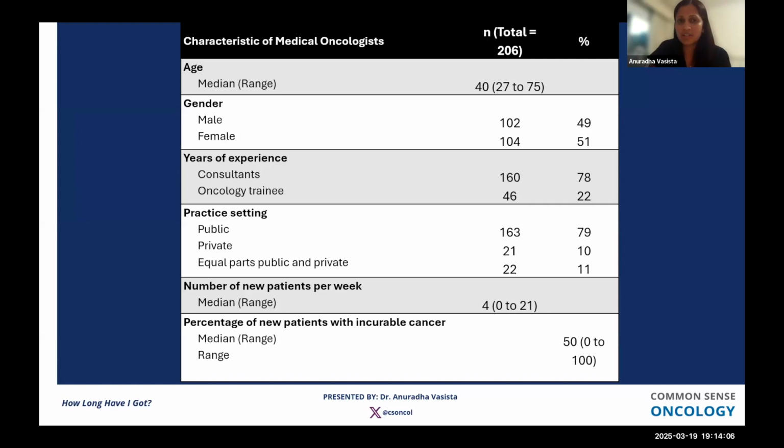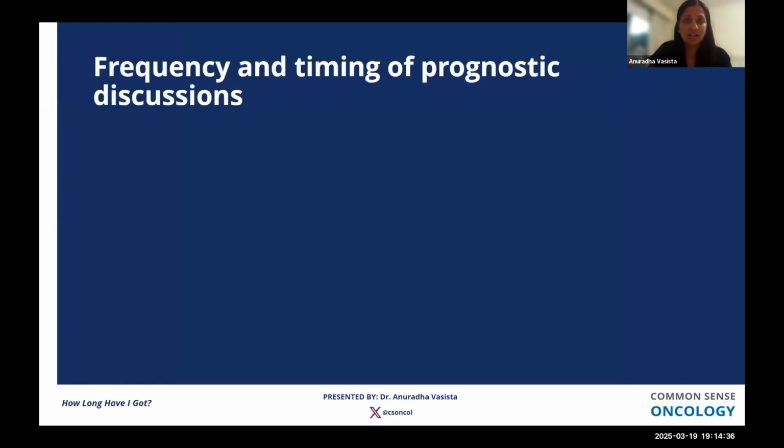We got 206 responses and found that the median age was 40. It was equally male and female oncologists responding. 80% were consultants, 20% trainees. Most of us worked in the public sector, and we were seeing a median of about 4 new patients a week. And interestingly, half of those 4 new patients had incurable cancer. So we're seeing a lot of patients who do have incurable cancer on a day-to-day basis in our clinics.